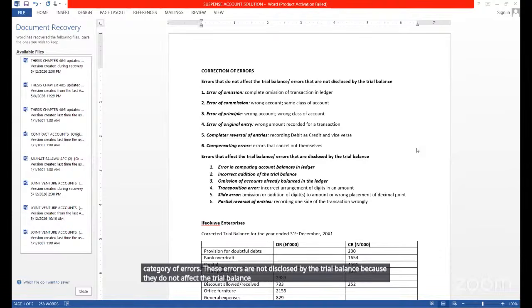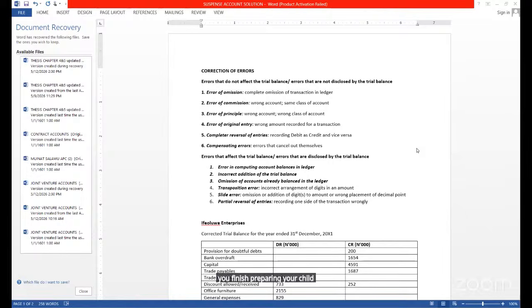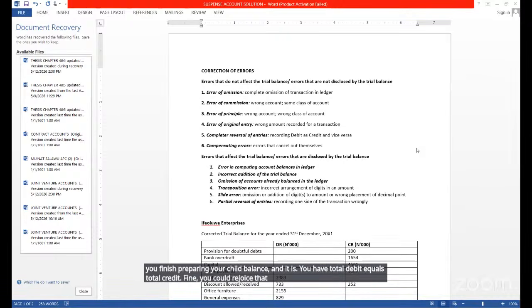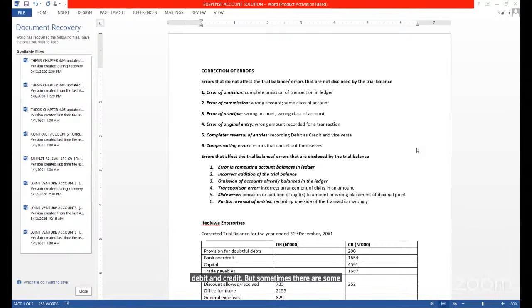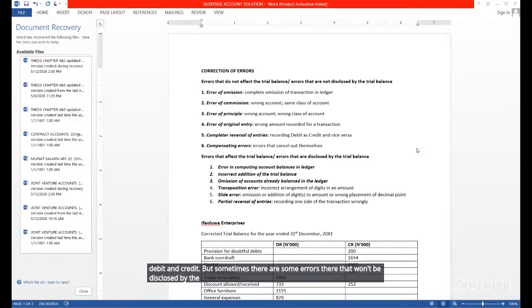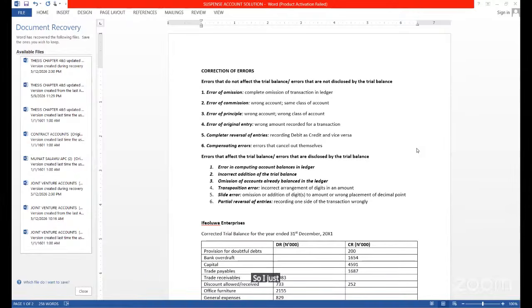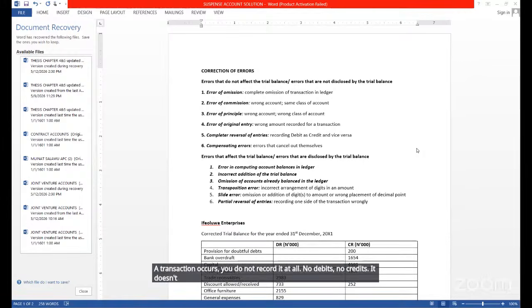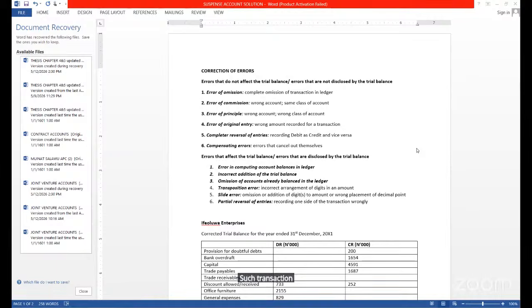So when you finish preparing your trial balance and you have total debit equals total credit, fine, you could rejoice that, oh, I have the same debit and credit. But sometimes there are some errors that won't be disclosed by the trial balance. What are these errors? So I just summarized it here. We have the error of omission. A transaction occurs, you do not record it at all. No debit, no credit. It doesn't appear within your books at all. Such a transaction is not within the books, but it would not be disclosed by the trial balance.